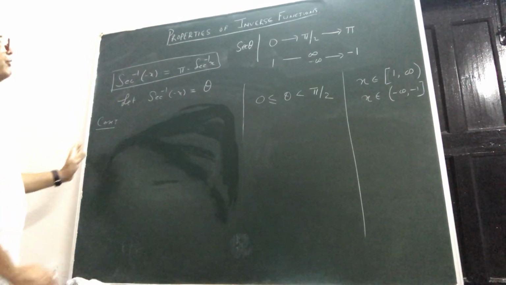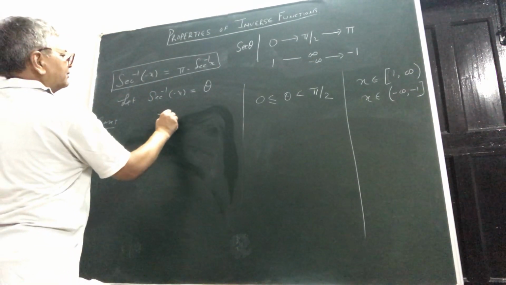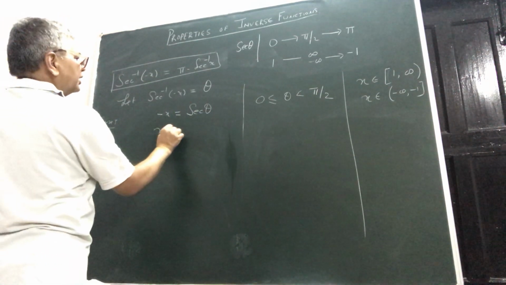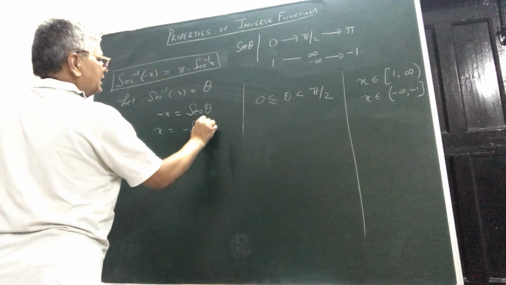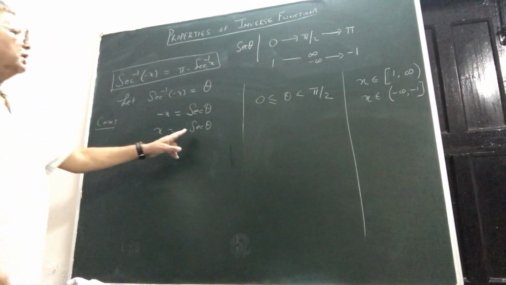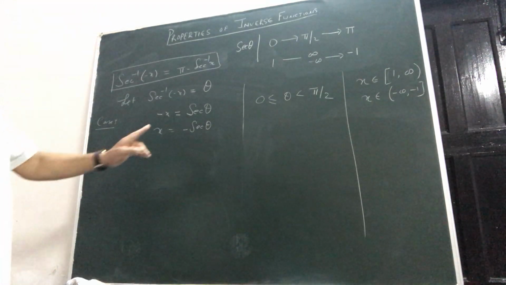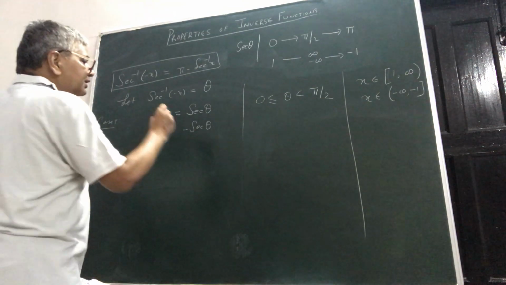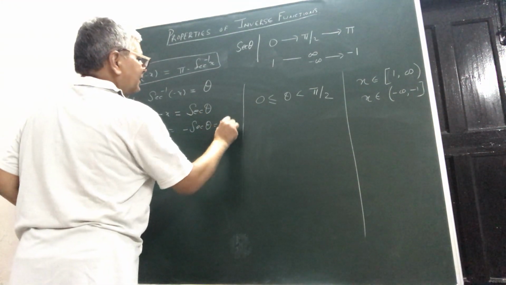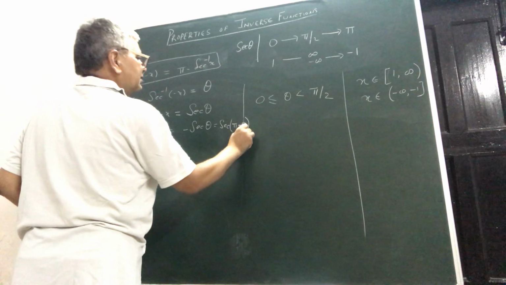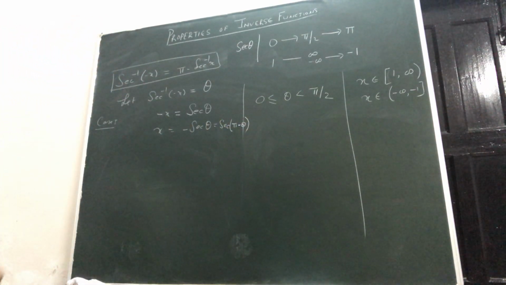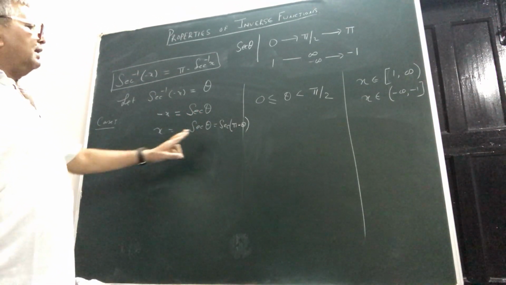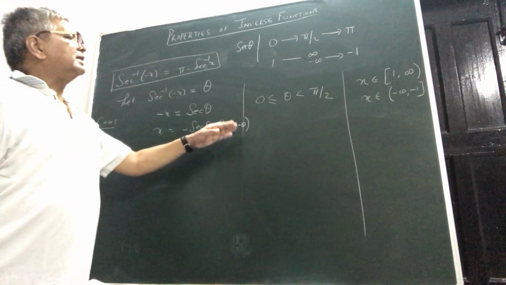Now see, sec inverse of minus x is theta, so minus x obviously will be sec theta. So x will be minus sec theta. And sec of minus theta is sec theta, so obviously we have to write it as sec of pi minus theta. And this is what we will be looking at now, because if we take sec inverse x, then let us see where pi minus theta goes.